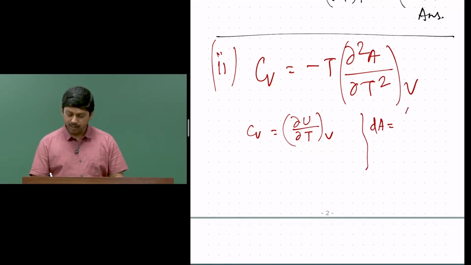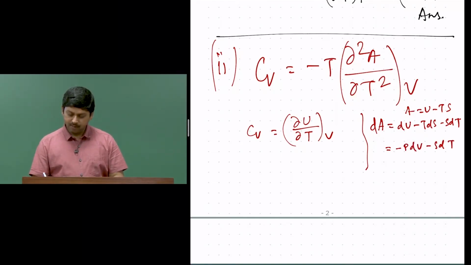So, what is A? We have to know what A is. As you know, A is U minus T S. So, d A is d U minus T d S minus S d T. We can even break it up and say that d U is T d S minus P d V. So, it is minus P d V minus S d T. So, that is our A.